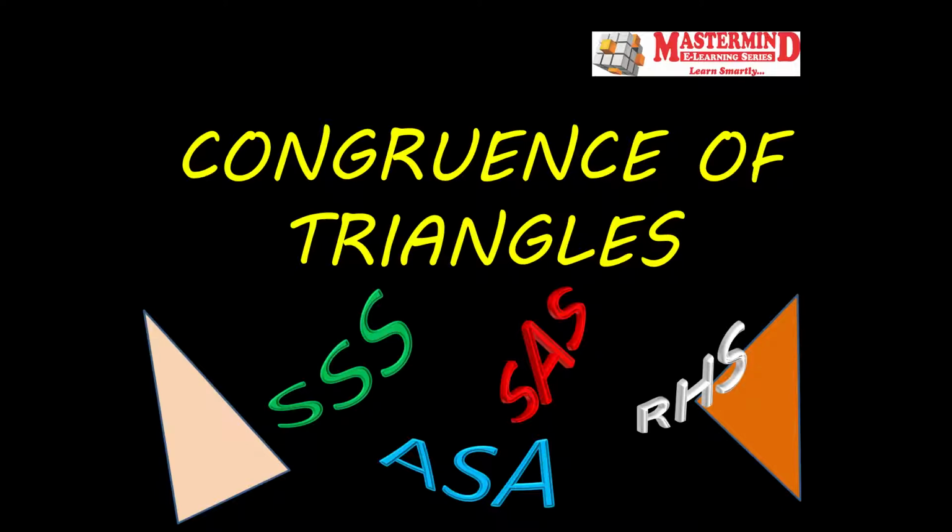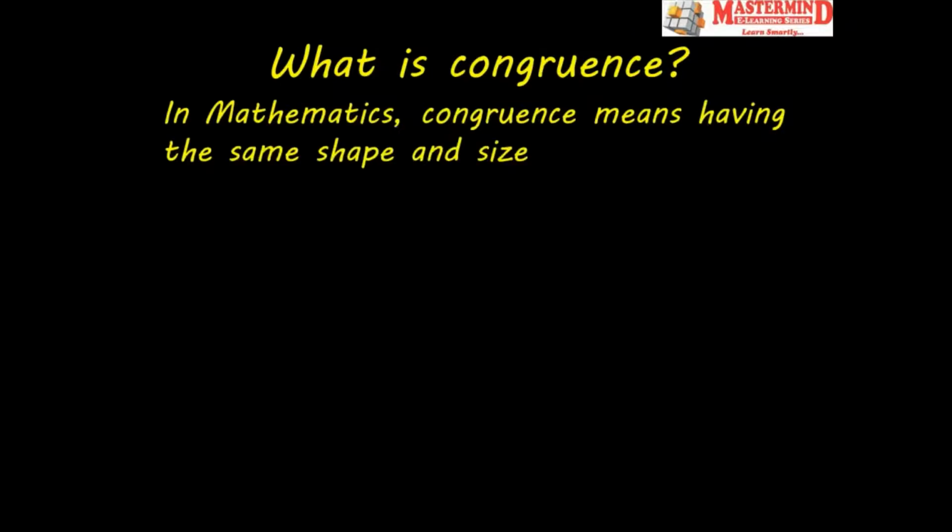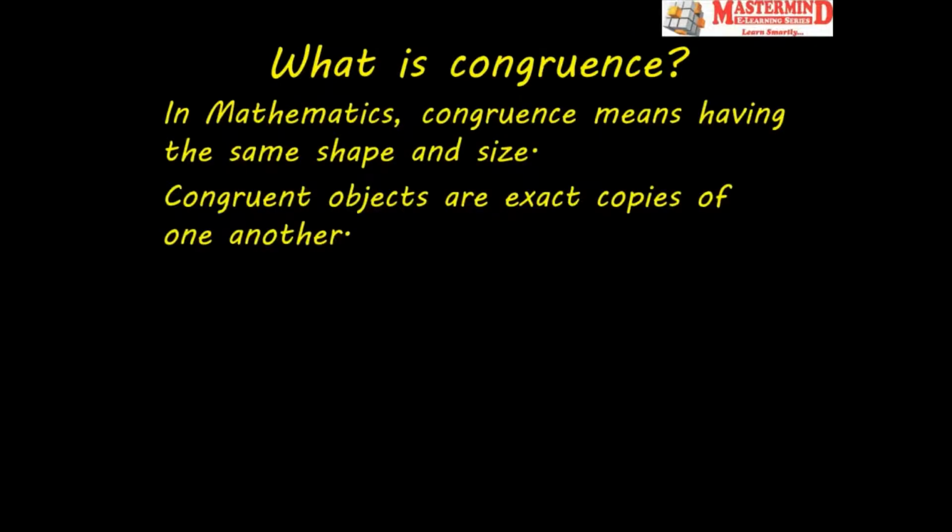In today's video, we are going to learn about congruence of triangles and the different tests of congruency. So let's get started. What is congruence? In mathematics, congruence means having the same shape and size. Congruent objects are exact copies of one another.